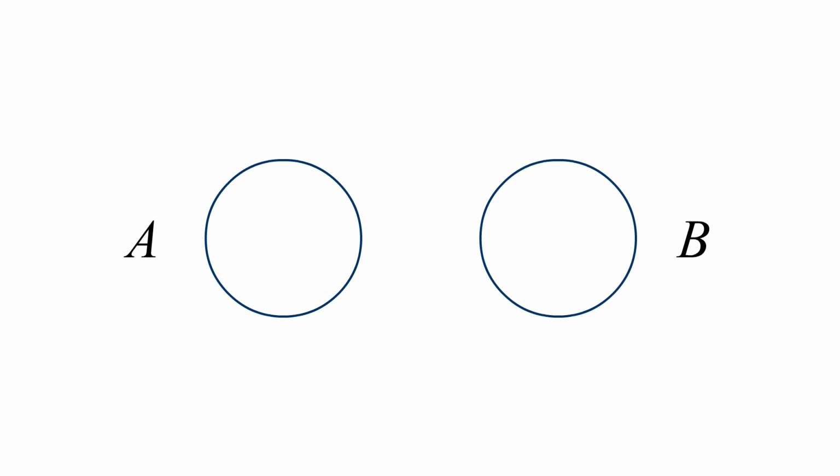For instance, let's say that we have two sets, A and B. Drawing the sets so that they don't overlap implies that the two sets contain completely different elements. In this case, we say that the two sets are disjoint. Disjoint sets have no elements in common.